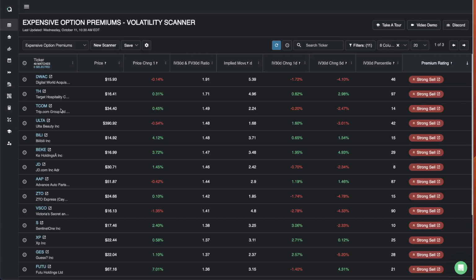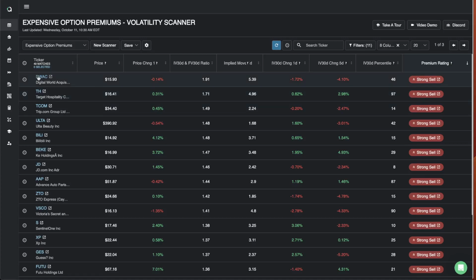Now, the reason these trades are of interest to us is because when we're selling option premiums, we don't just want to be selling the ones that are high, we want to be selling the ones that are expensive. And what that means is we want to be comparing what we're seeing in the market to our own forecast of option volatility. And that's what this scan allows us to do. It takes the market implied movement and compares it against our statistical forecast of ticker movement. And the ones with the biggest difference are the ones that appear on this list.